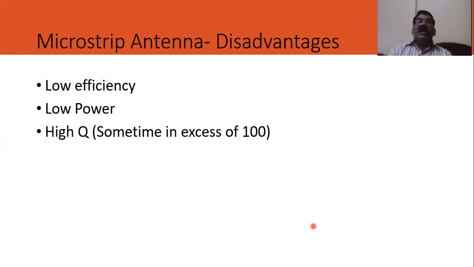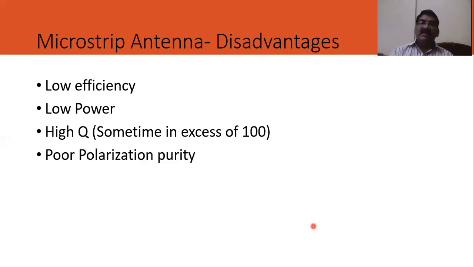Then the next is the high Q quality factor. The quality factor is inversely proportional to your bandwidth. So if you have a high quality factor, then you will have comparatively low bandwidth. So the quality factor is high.